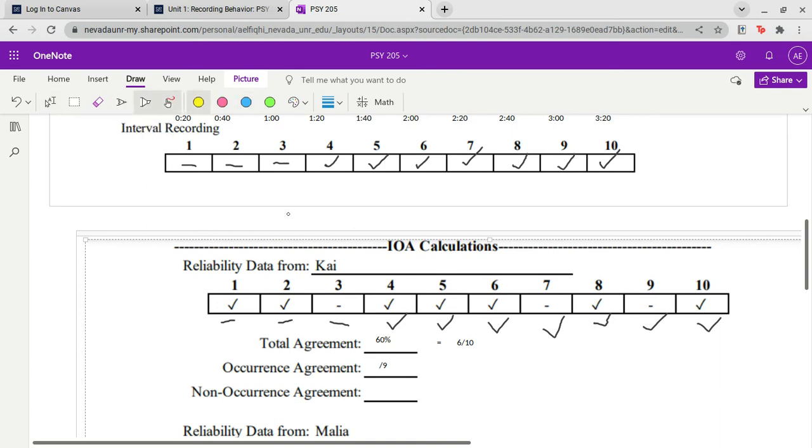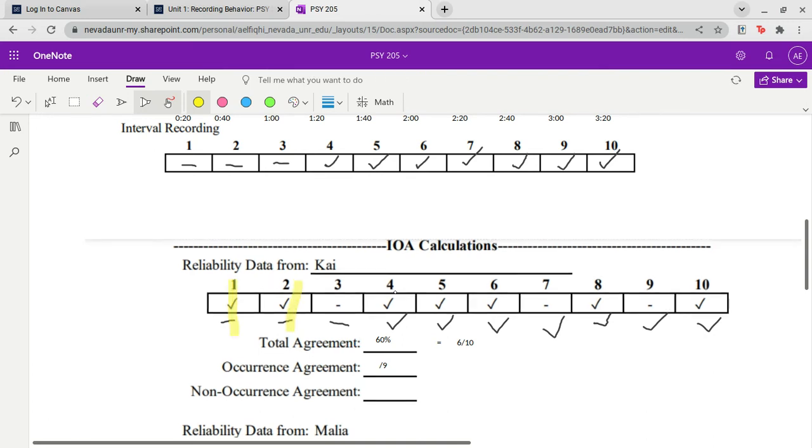I'm going to use the highlighter for this one so we can see a little bit better. So these are the ones in which we have at least one occurrence. And then if I go through with another color, these are going to be the ones that we had agreement on. So 4, 5, 6, 8, and 10. Those are ones where we agreed on it. So we have 1, 2, 3, 4, 5 agreement occurrence out of 9. And I already have the math on my paper, 55.5%.